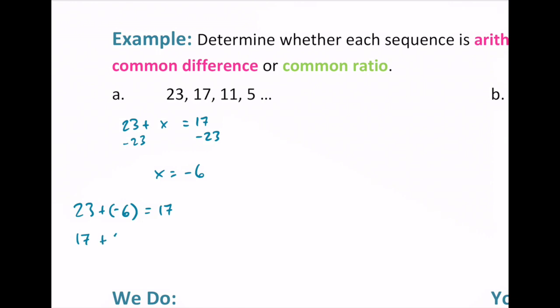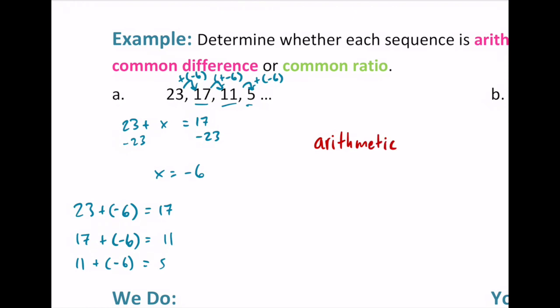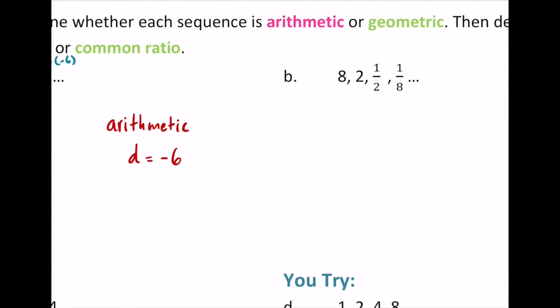If I do 17 plus negative 6, well, that gets me 11. 11 plus negative 6, that gets me 5. And that is my pattern that I was seeing. So this is correct. We know we always have to add negative 6 to get to the next number. If it's addition, we know it has to be an arithmetic sequence. So let's write that out. This has to be an arithmetic sequence because it's addition. What are we adding every time? Well, we're always adding negative 6. So our common difference is negative 6. Let's try another one.